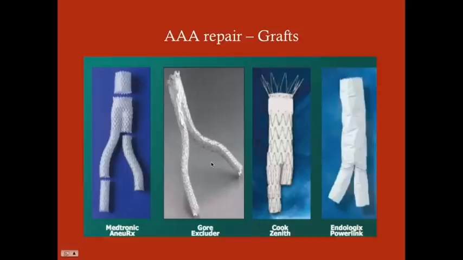These are the grafts that are used. So both Dacron and PTFE are used. These are various grafts. We always place the graft to go through the abdominal aorta, inferior to the renal arteries, wherever the aneurysm starts, and usually it'll go into the common femoral arteries. So that's why it's bifurcated here.